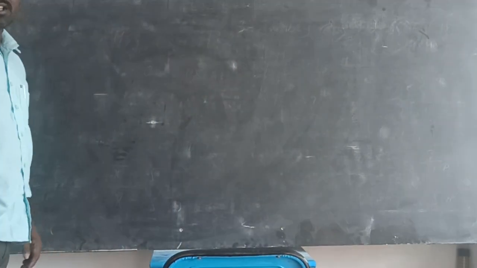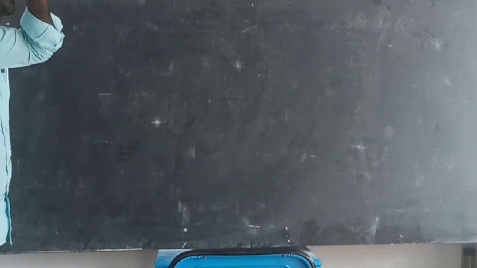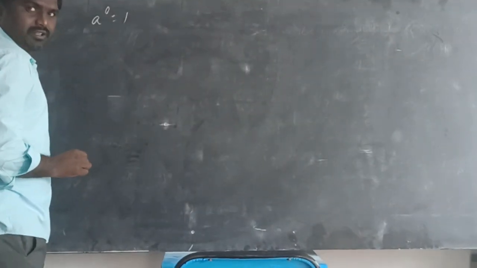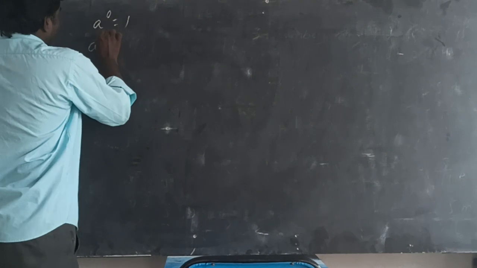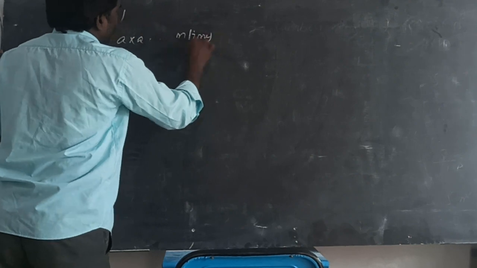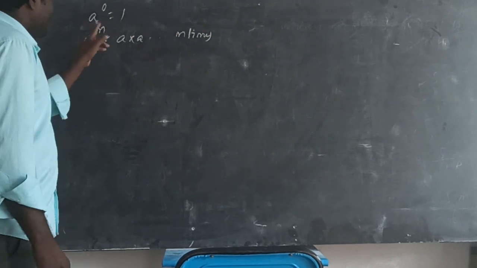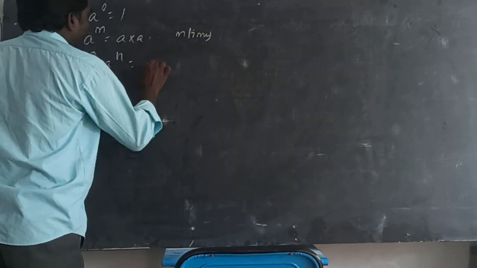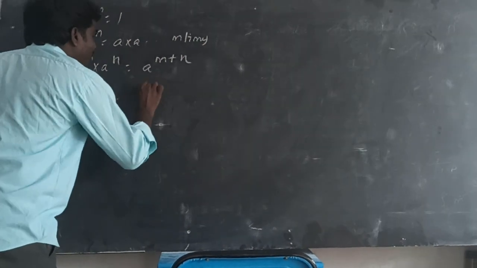Next, laws of logarithms. Before we learn laws of logarithms, first know about laws of exponents. Here, a power 0 is equal to 1. Next, a power m is equal to a into a and so on, m times. A power m into a power n is equal to a power m plus n. A power m by a power n is equal to a power m minus n.